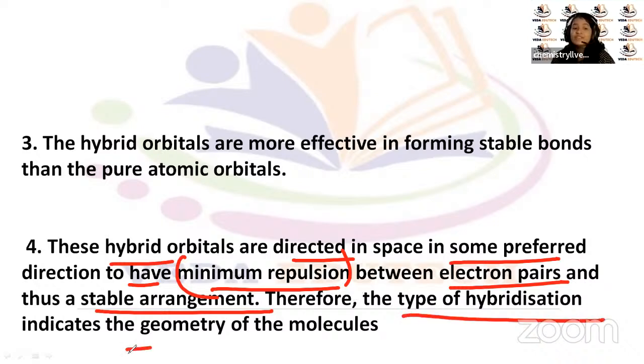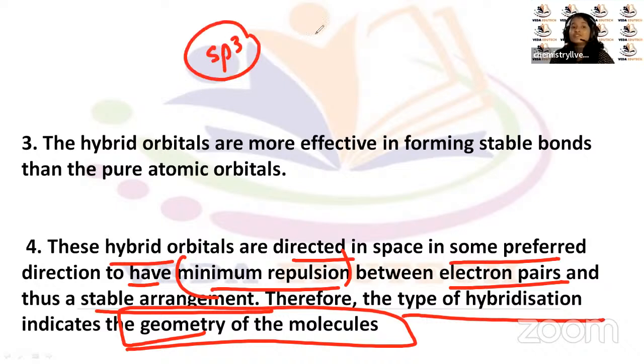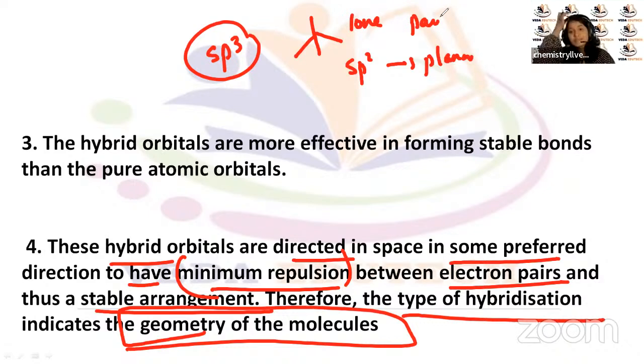Therefore, the type of hybridization indicates the geometry of a molecule. This part is important. We know that if it is sp3, it should look tetrahedral. If it is sp2, it should look planar. But when a lone pair comes in, like sp3 in ammonia, it has one lone pair, so the shape is not tetrahedral anymore, it becomes pyramidal. Yes or no, children? When lone pairs come, the orbitals get arranged in such a way that the repulsion is minimum and the geometry has a stable arrangement.